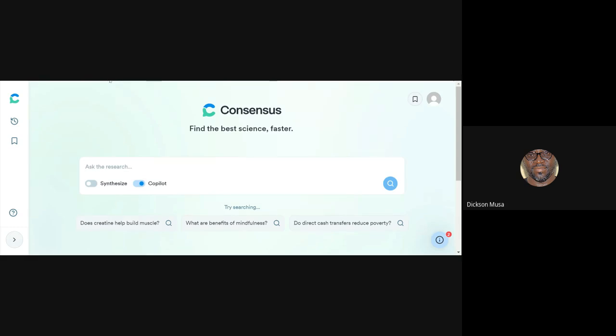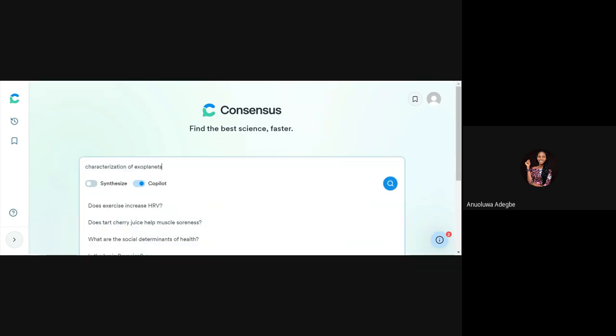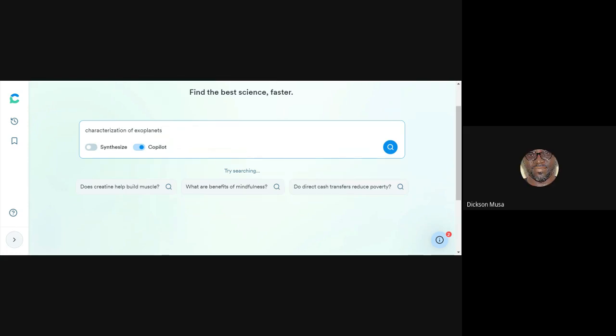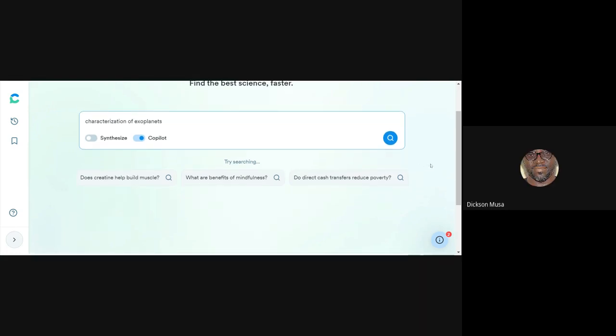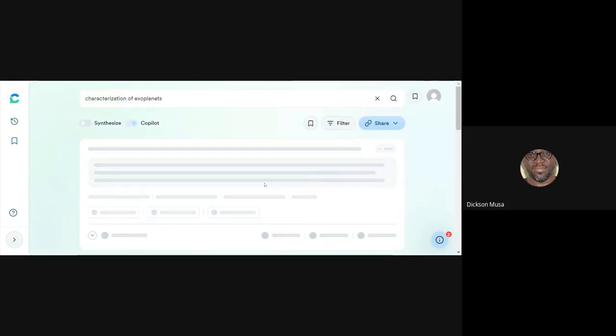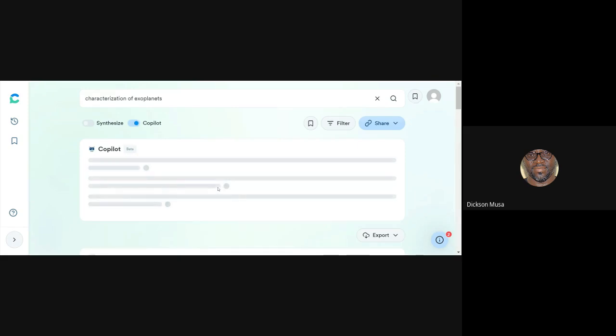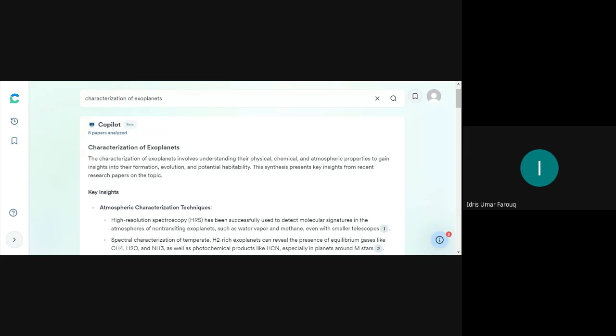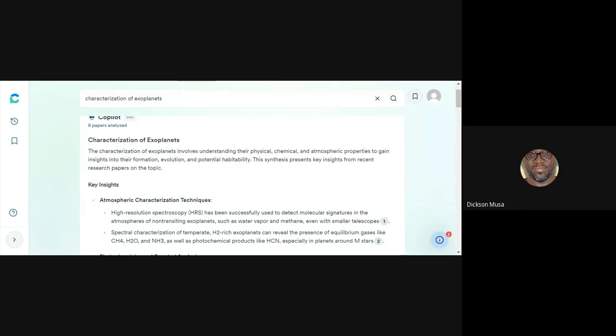Let me go back and look at the non-life science. Everybody is life sciences. Let me... I still have another one. Characterization of exoplanets, and I search. 8 papers analyzed. This time 8.